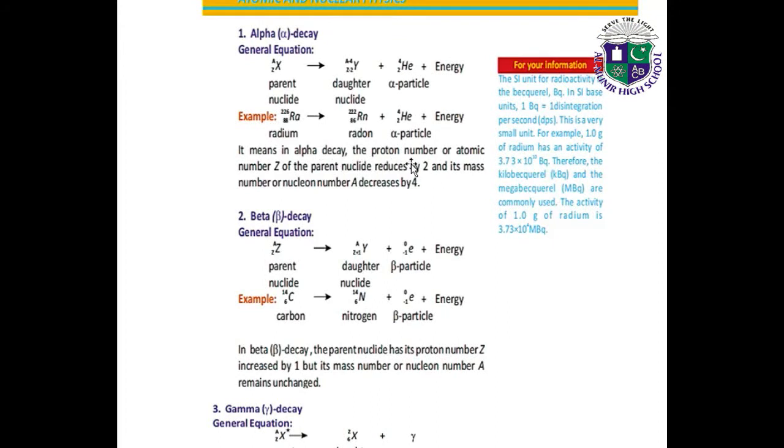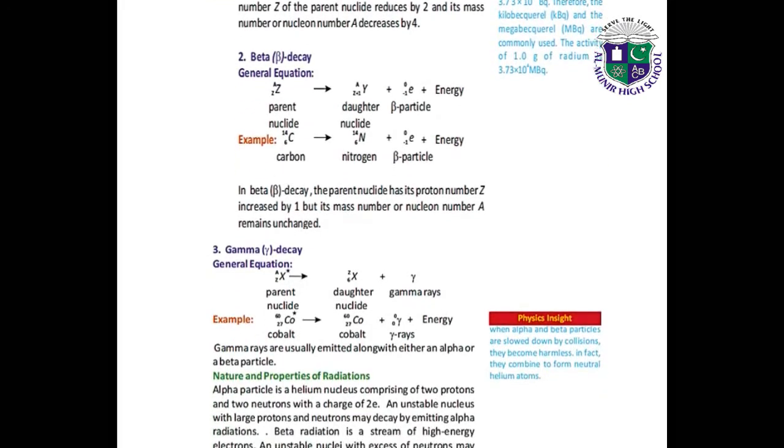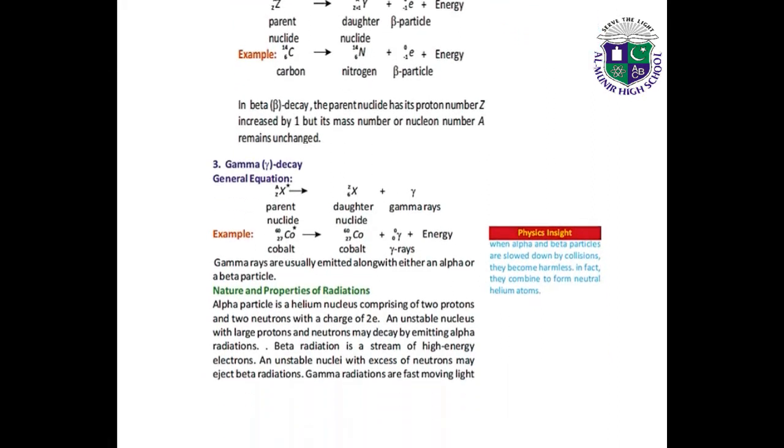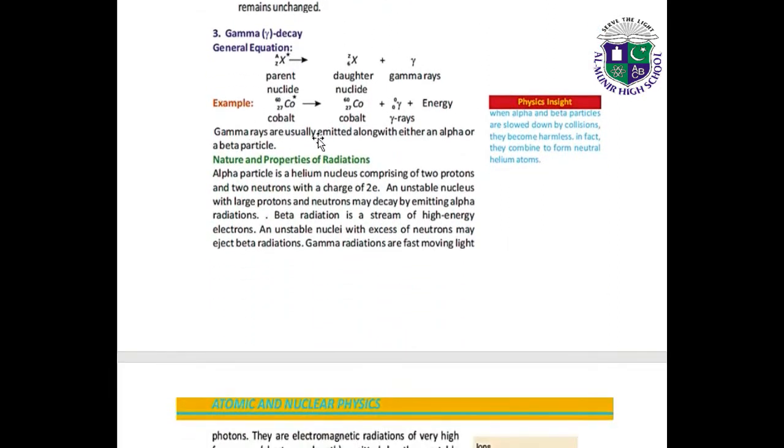In alpha decay, the proton number or atomic number Z of the parent nuclide reduces by 2 and its mass number or nucleon number A reduces by 4. In case of beta decay, the parent nuclide has its proton number Z increased by 1 but its mass number or nucleon number remains unchanged. But in case of gamma decay, gamma rays are usually emitted along with either an alpha or beta particle.